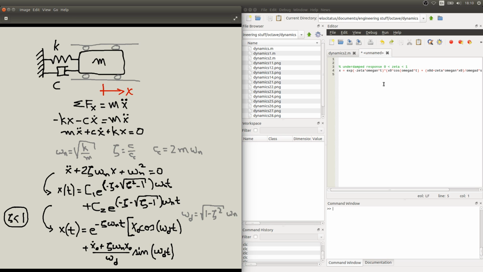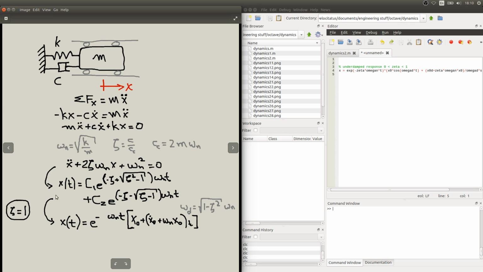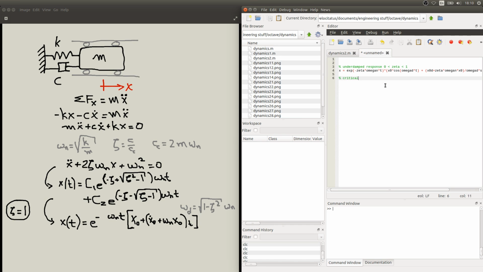Then we can go on to write our second case, when zeta equals 1, which is our critically damped response. And you will see that you can simply copy the expression that is in our line 4, as a few terms will vanish in consequence to zeta being 1.